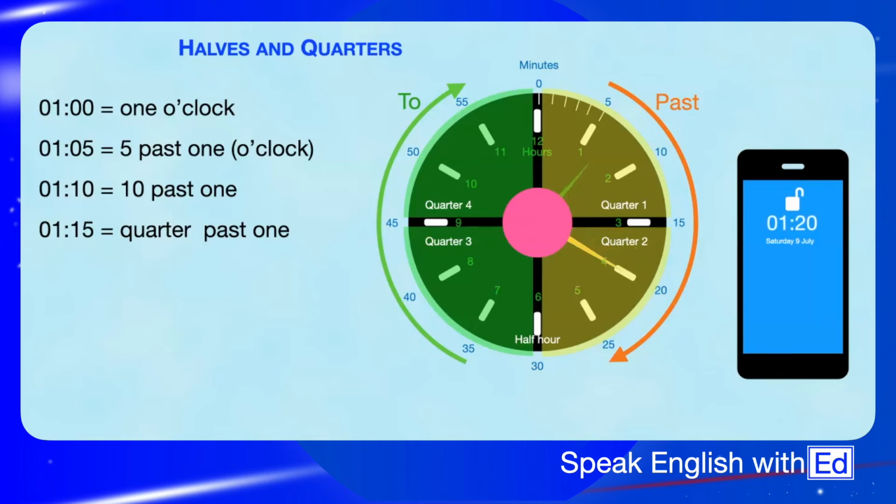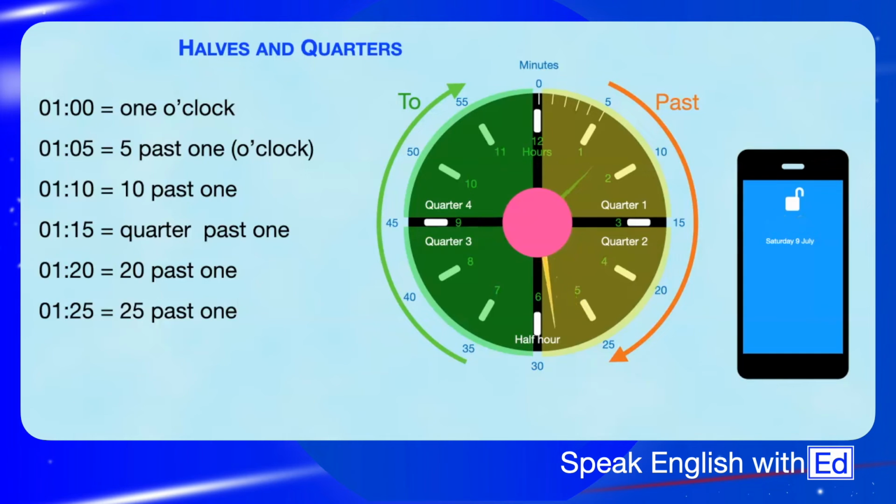Here it would be 20 past. 1:20 is 20 minutes past 1. 1:20, 20 past 1. And this is 25 past 1. Here, what's this one? What do you think this one is? Well, it's on the half hour and it's gone past 1 o'clock, so it's 1:30.